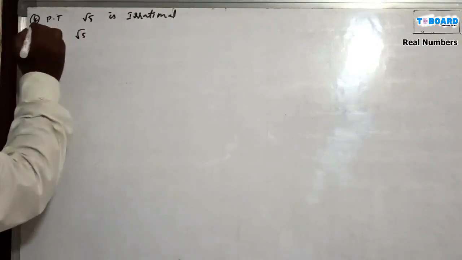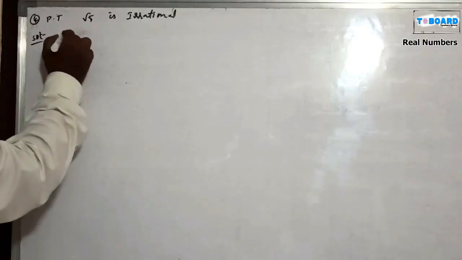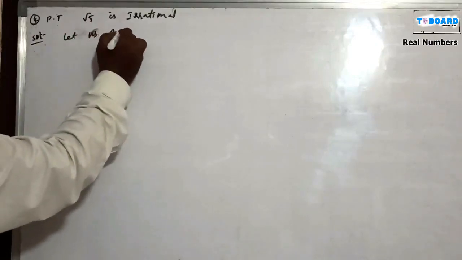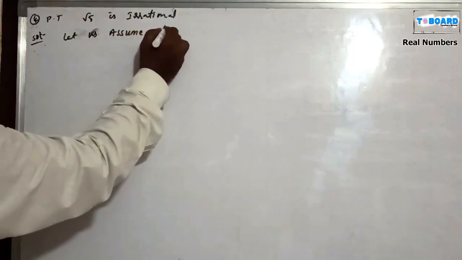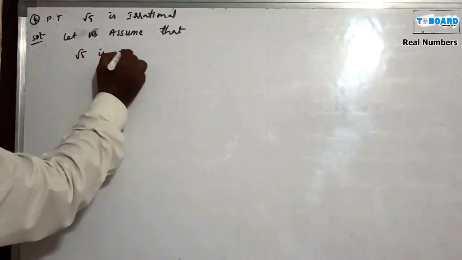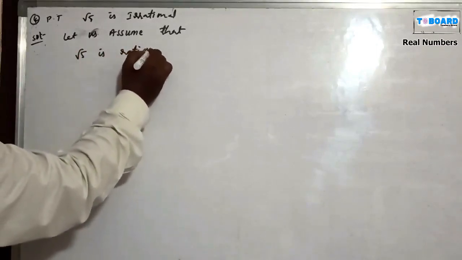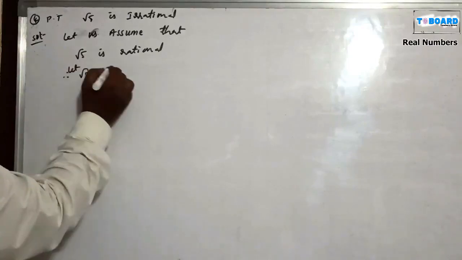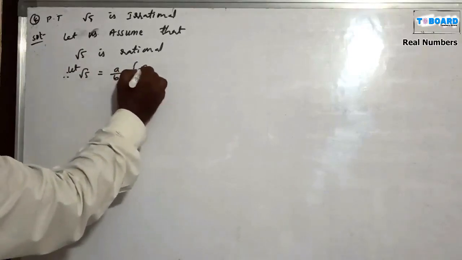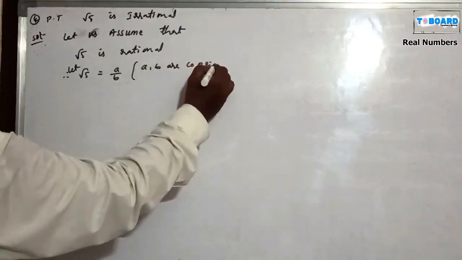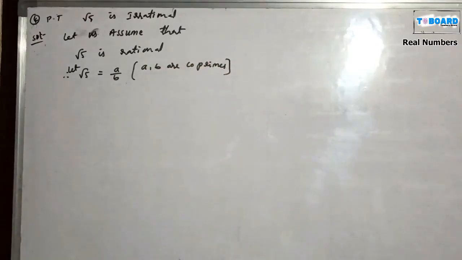First one, let us assume that root 5 is rational. Now, let root 5 equal a by b. Here a, b are co-primes. Single root given, that is, we take co-primes.